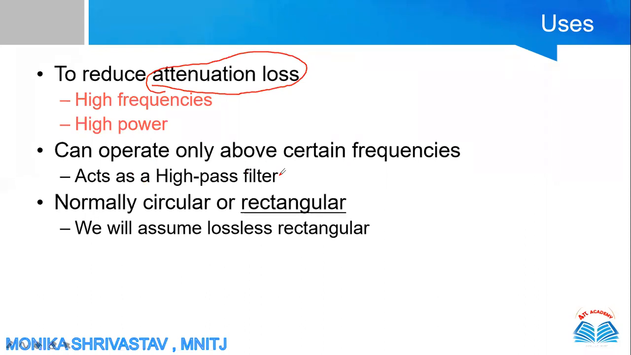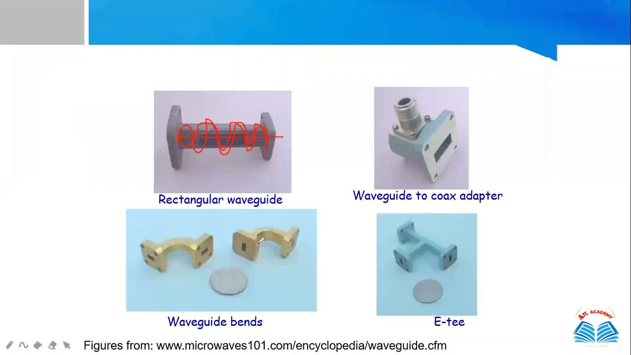Yes. So basically, there are two types of waveguides, circular and rectangular. You know now. We will assume a lossless rectangular waveguide. So the picture I was showing you now is a lossless rectangular waveguide. So our focus will be on this one.